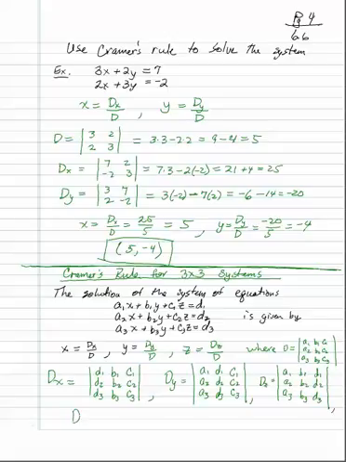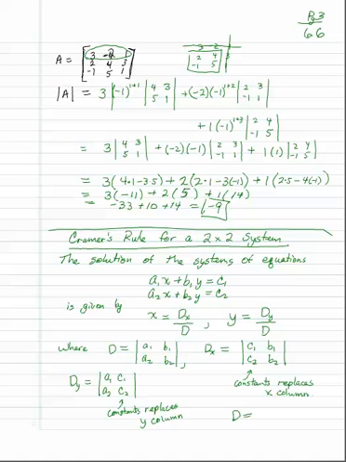Oh, and this is provided, I forgot to write it in the last one. You can only use Cramer's rule if d is not equal to 0. So you do d first. If it's equal to 0, you can't use Cramer's rule. Then it's going to be one of the special cases where it's infinite solutions or no solutions. Okay, so d cannot equal 0. So that magically appeared on the other page.